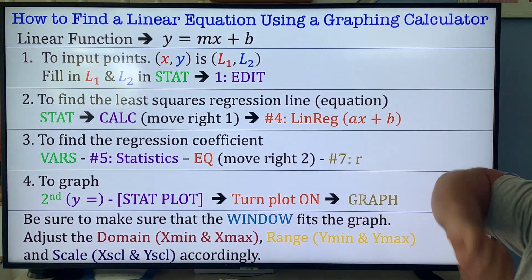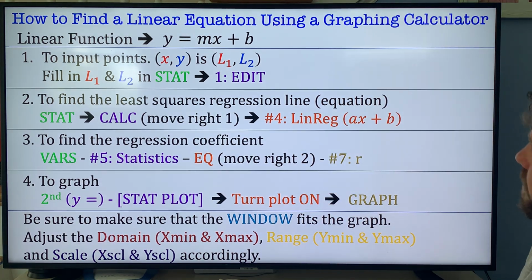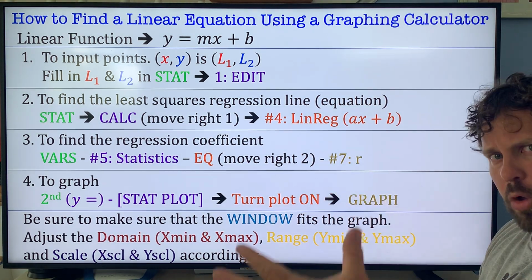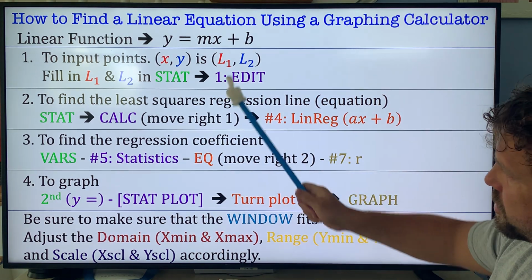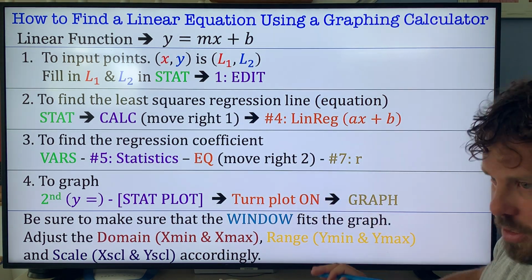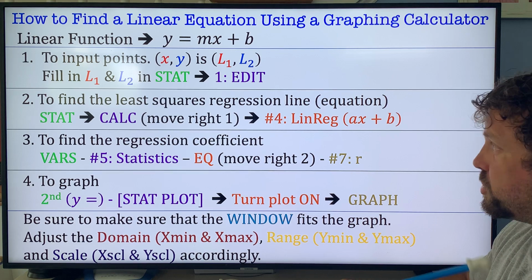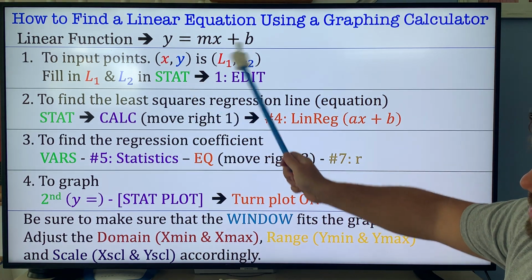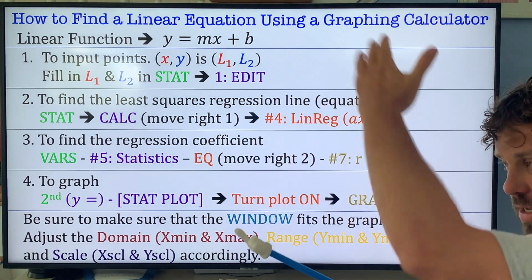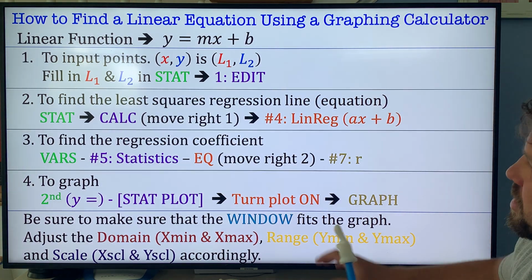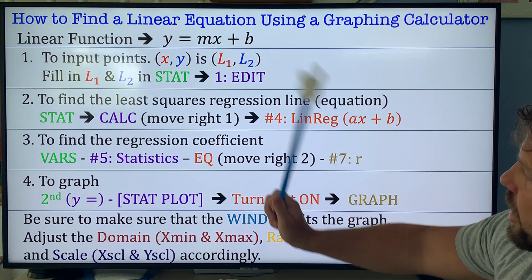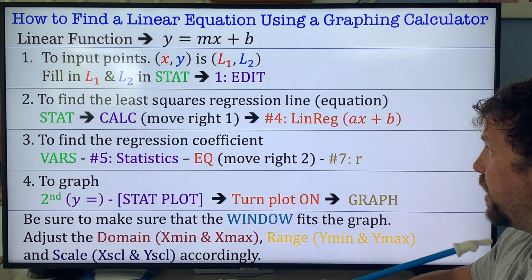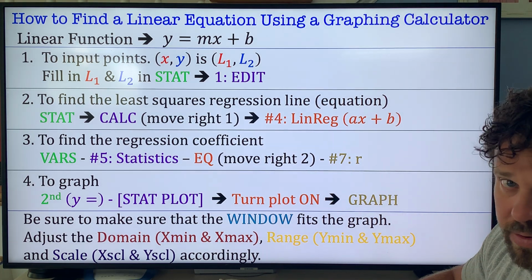So, first thing, how do you find a linear equation using a graphing calculator? Quick review. To do this, you first input your points. You have your L1, which is your X, your L2, which is your Y. You press stat, edit. L1 goes in the first column, L2 goes in the second column, your X's and your Y's. Then you press the stat button and the calc button, and then the lin reg button, and that gives you your least squares regression line.